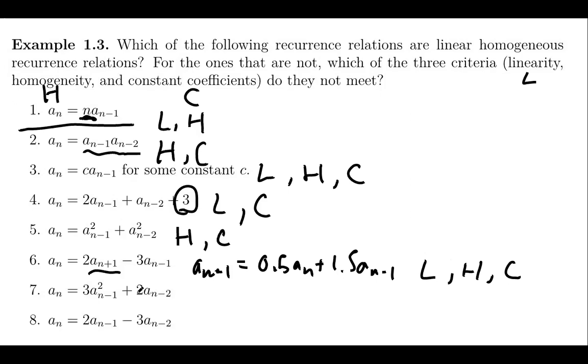For number 7, we see that it's squared, so this is not linear. It's also not homogeneous because one of these is 2, the other one is 1. But the coefficients are constant, so it only satisfies one of the conditions. And finally, for number 8, we see that it's linear since all the terms have degree 1, and that also makes it homogeneous. And then the coefficients are 2 and -3, which makes it have constant coefficients.